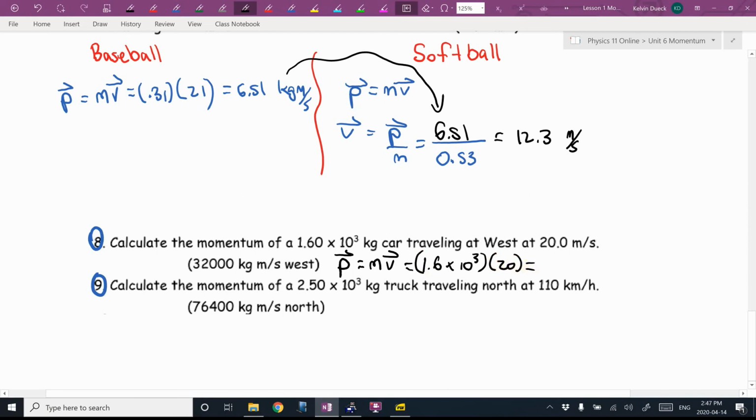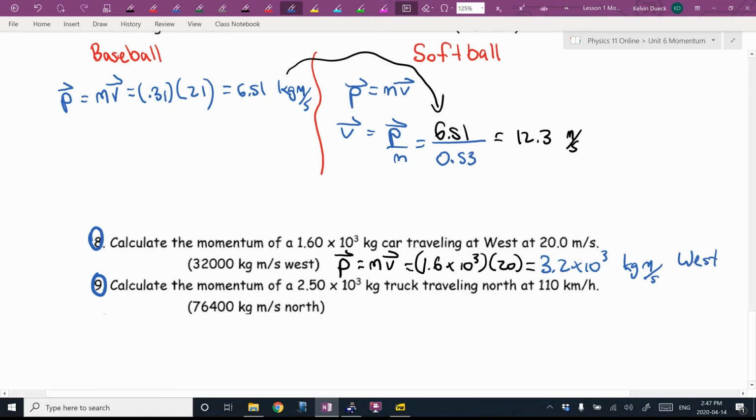Times 20. Oh, I can do that in my head. It's going to be 3.2 times 10 to the 3, or 32,000 kilogram meters per second. Direction, same as the velocity, west.